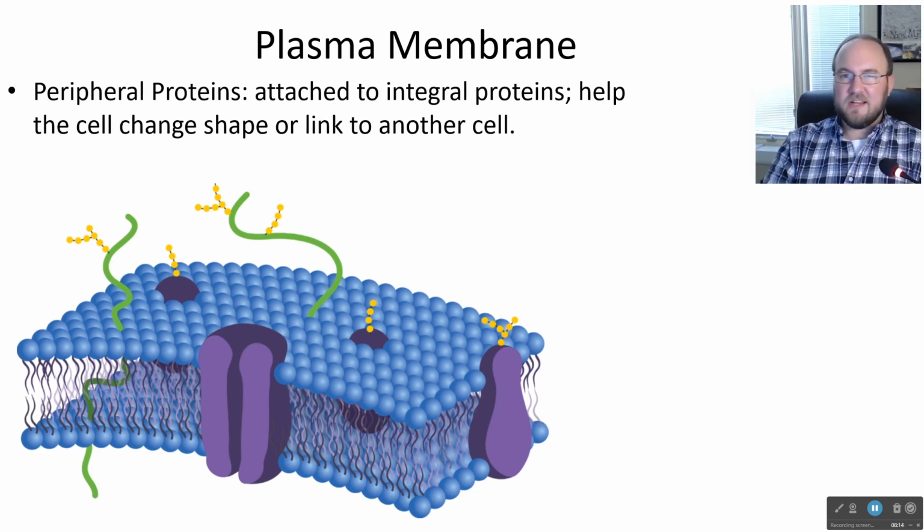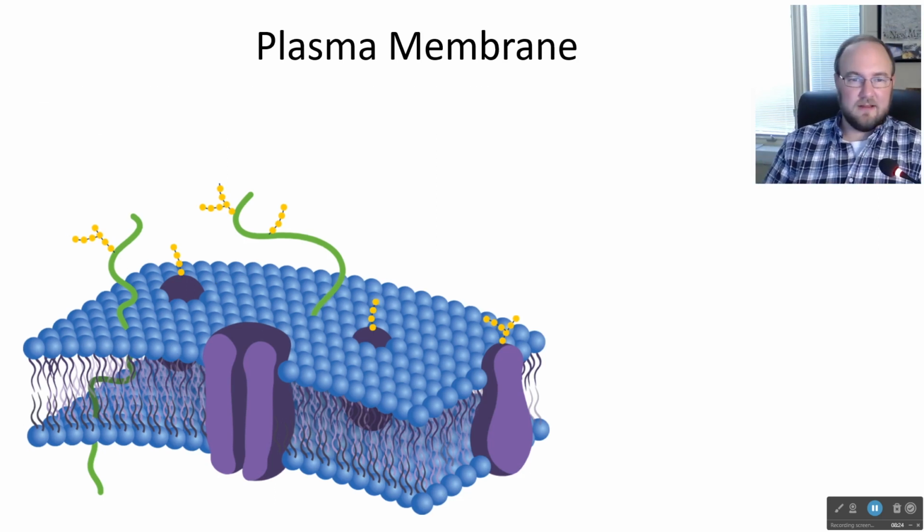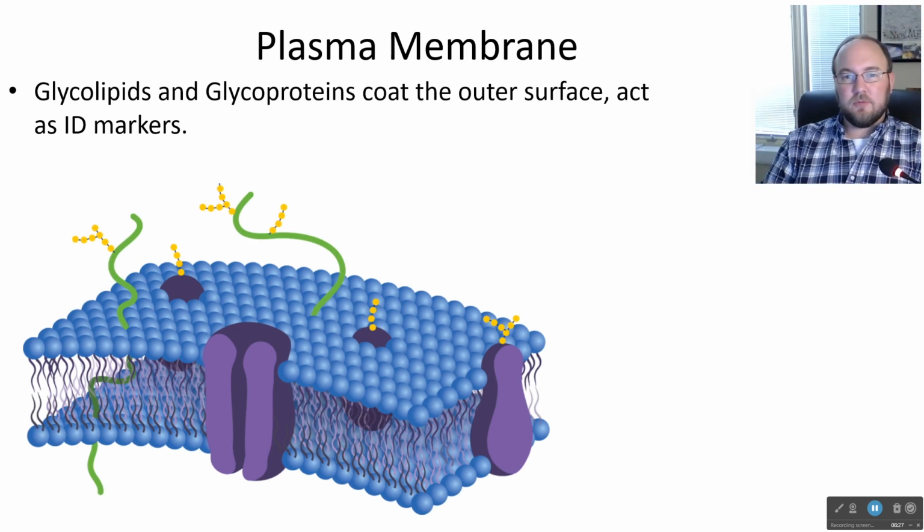Peripheral proteins, there aren't any in this diagram, but they would be attached to those integral proteins, and they would be helping the cell to change its shape or link up to another cell that it's next to, that kind of thing. Glycolipids and glycoproteins help to coat the outer surface of the membrane. That's these stringy things that you see in the diagram. They'll act as ID markers for the cells, so our cells can recognize each other, and our immune system won't target them and try to destroy them. So those are the main components of a plasma membrane: phospholipids, proteins, and then these glyco things, glycolipids and glycoproteins.